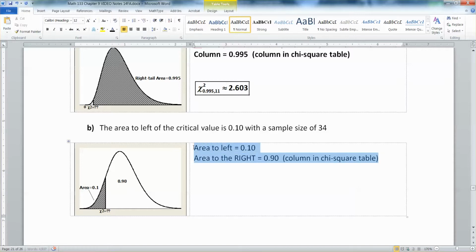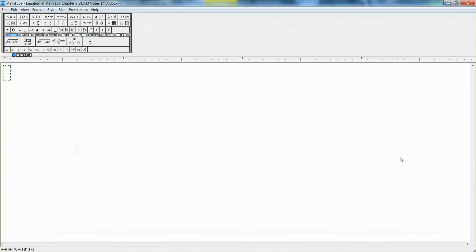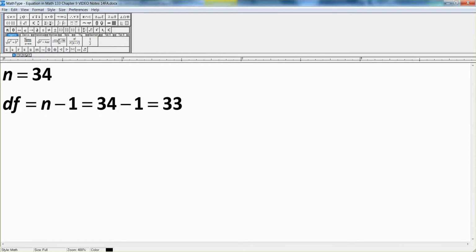Right, now the row we need is our degrees of freedom. So n is 34. That means degrees of freedom, which is n minus 1, df is n minus 1. That's 34 take away 1. That's 33. So my degrees of freedom is 33, and that'll be the row that I need.